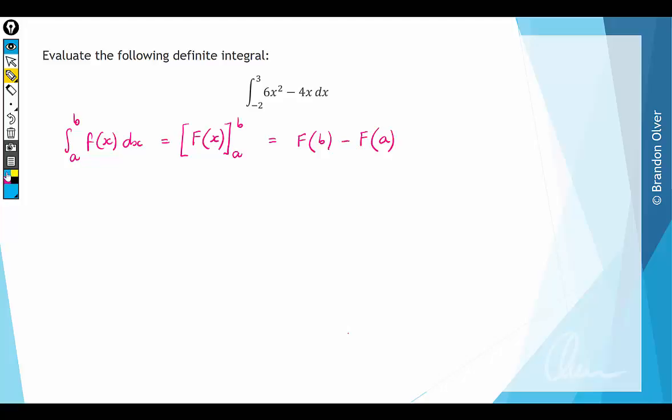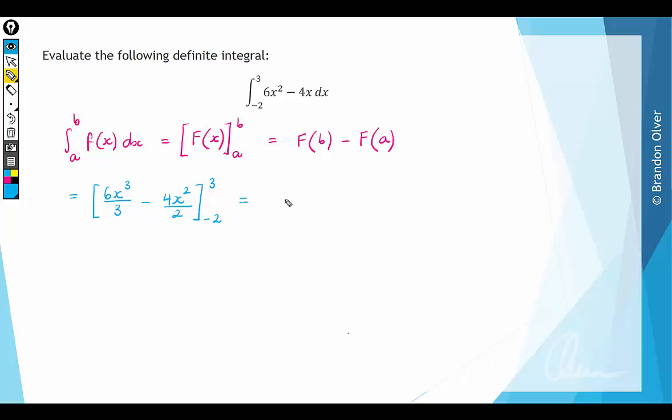So for ours, we have 6x squared minus 4x, so we can calculate that our antiderivative is going to be 6x, and we add 1 to the power, so we get 6x to the power of 3, and then we divide by the new power, and then we have minus 4x, and we're going to add 1 to the power, so we get 4x squared, and divide by the new power. And we're going to evaluate this between the terminals -2 and 3.